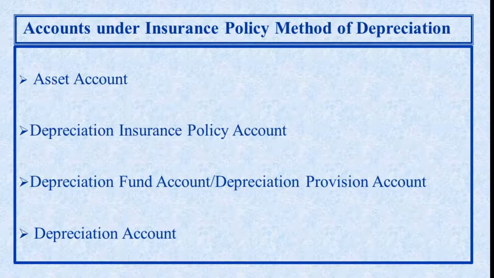4 accounts which are opened under insurance policy method are asset account, depreciation insurance policy account, depreciation fund account, which is also called as depreciation provision account, and depreciation account.